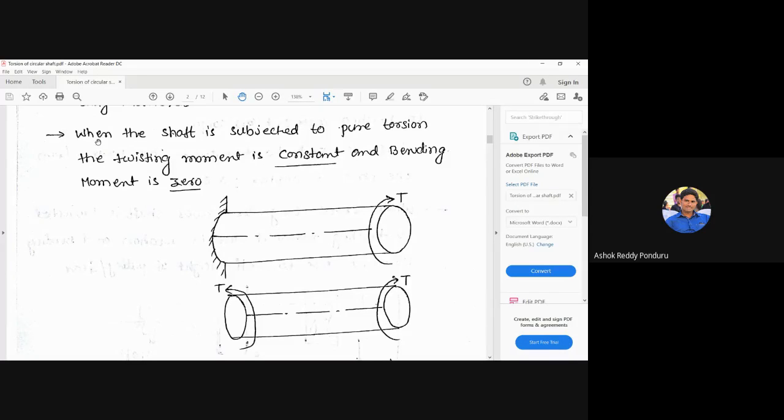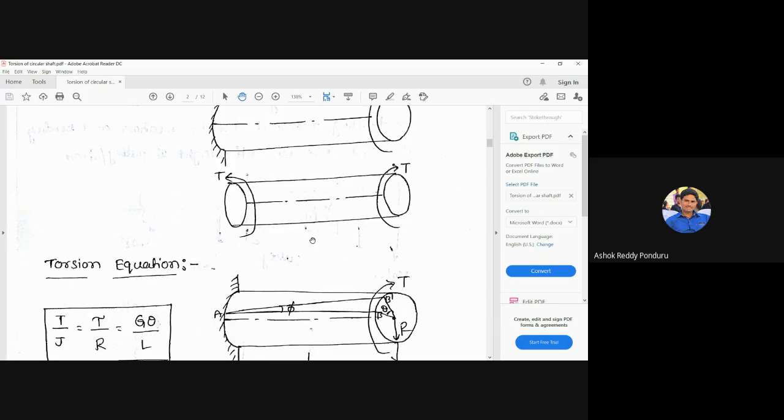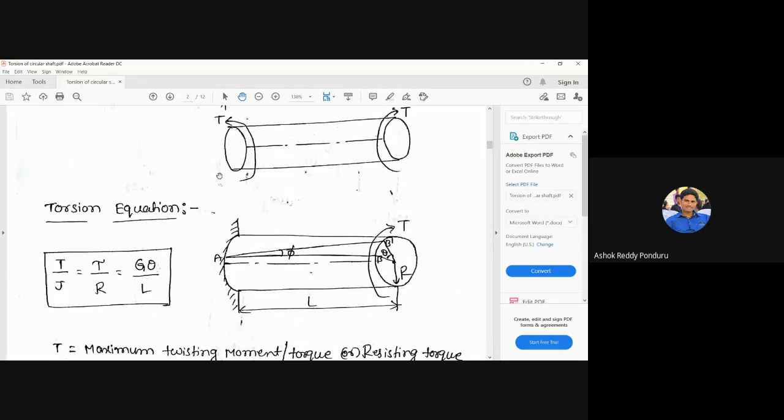Next sentence. When the shaft is subjected to pure torsion, the twisting moment is constant. Here how much twisting moment is there? T. Here also T, here also T. From the right end to the left end, we can look anywhere, the twisting moment is constant and the bending moment is zero. Already I said it is free from bending moment, so the bending moment is zero. That is what is meant by pure torsion.